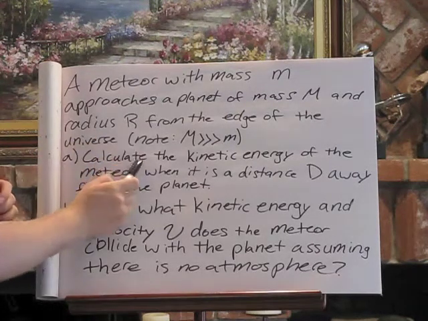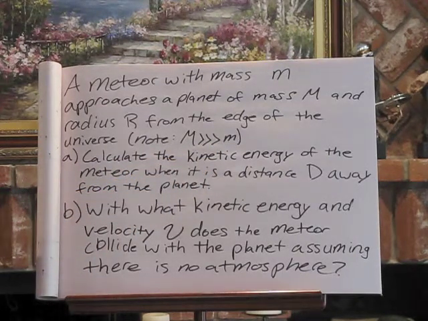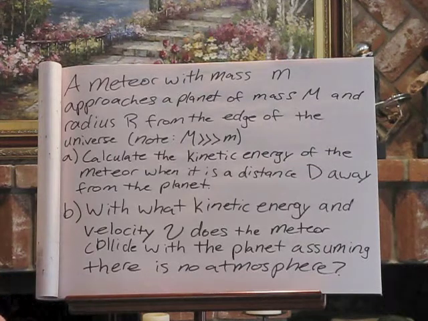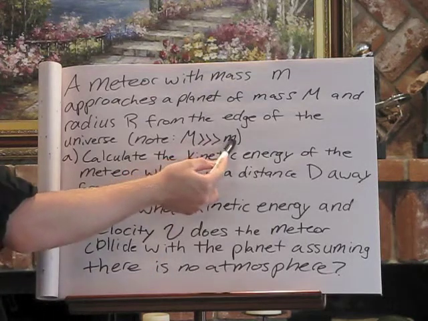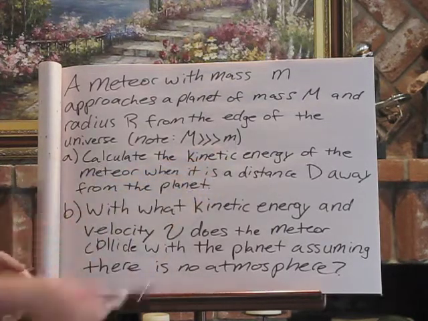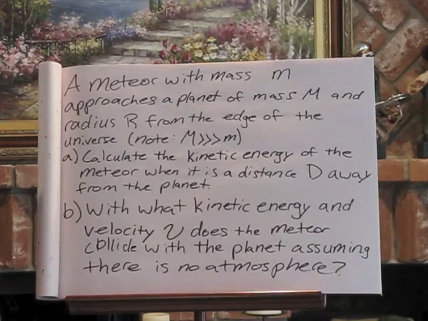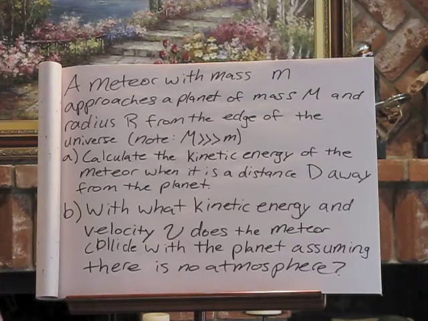Also, another important note is this capital M versus lowercase m. Consider me jumping off of the planet, of the Earth. When I jump, momentum is conserved. I go up, therefore the planet must go down. However, Earth is so much larger than myself that it almost doesn't move at all. Similarly, when this meteor exerts gravity on the planet, the planet almost doesn't move at all because it's so much larger. So that's an important thing to remember for this problem.